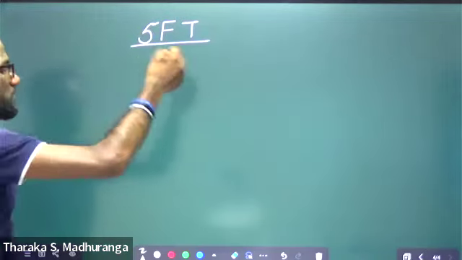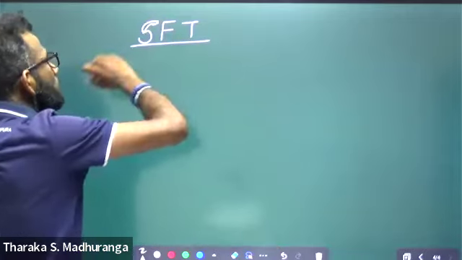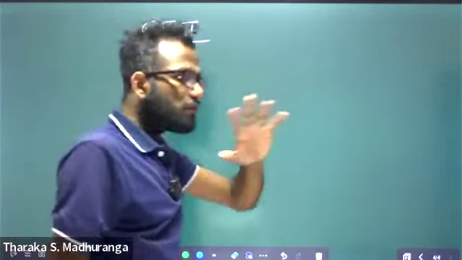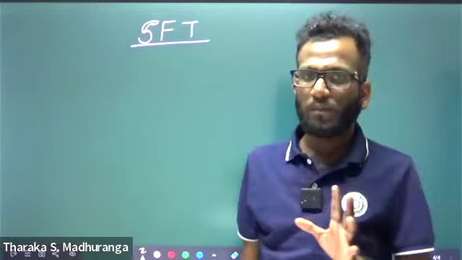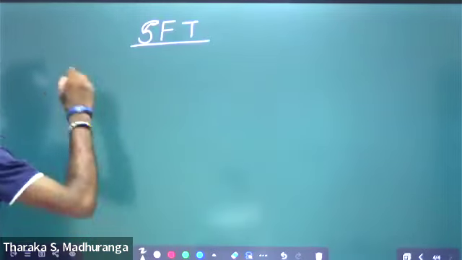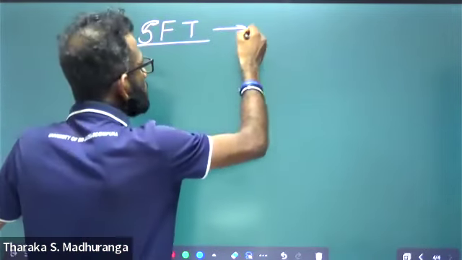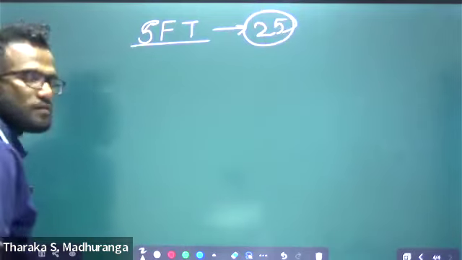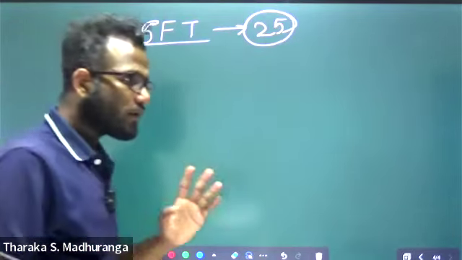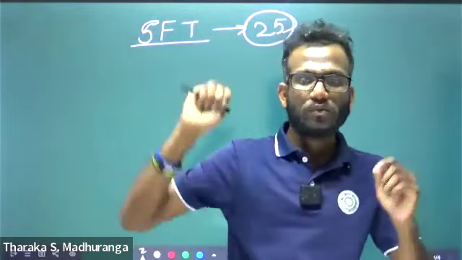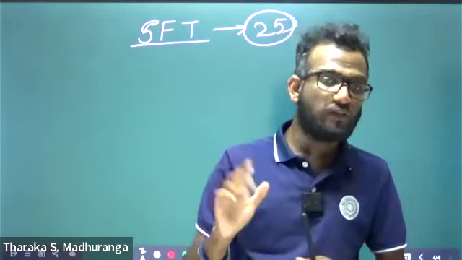The short name is SFT. In this subject, we cover five main areas. Remember, five main areas. Altogether we have 25 lessons. I forgot to tell you that. We have only 24 months, and within 24 months we have to cover 25 lessons.